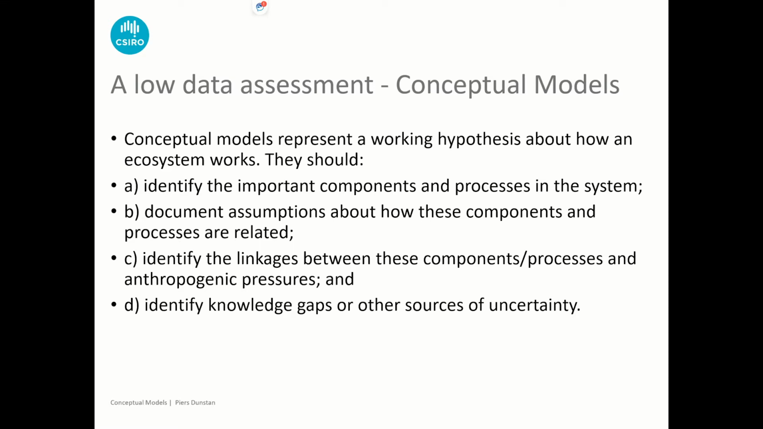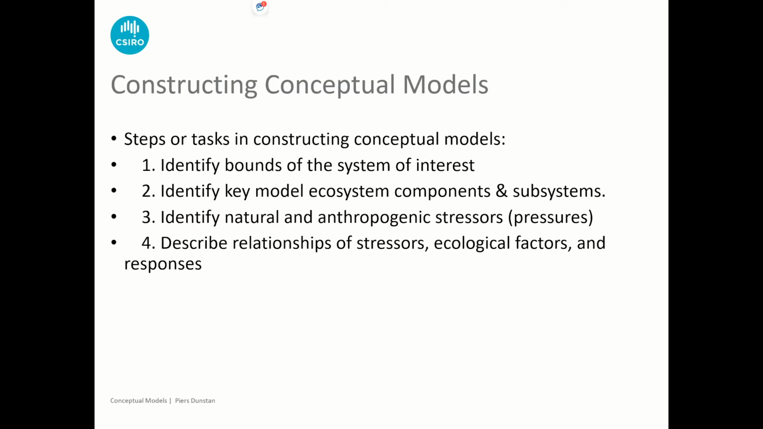So what do we do here? The first thing is we identify the important components and processes in the system. We document the assumptions of how these components and processes are related to each other. We identify the links between these components and processes and anthropogenic pressures. And finally, we identify the knowledge gaps or key sources of uncertainty. And that's exactly what we did as part of the series of virtual meetings and workshops that we held post-Evora that actually has developed the output that you see here today.